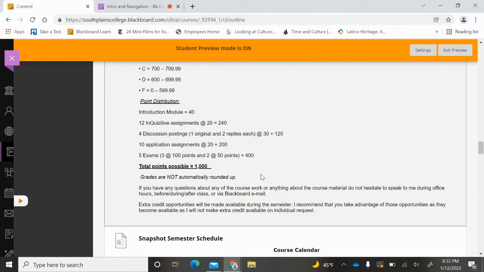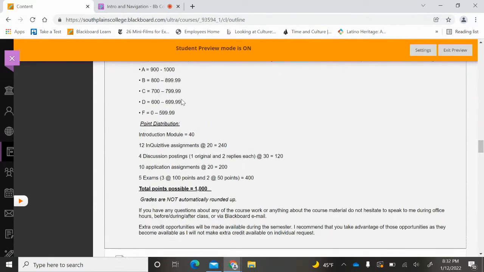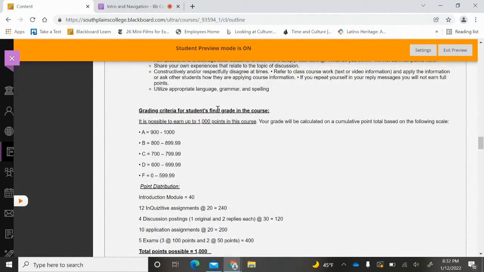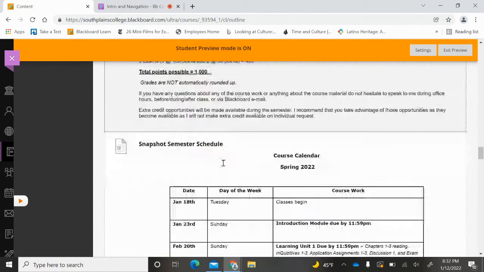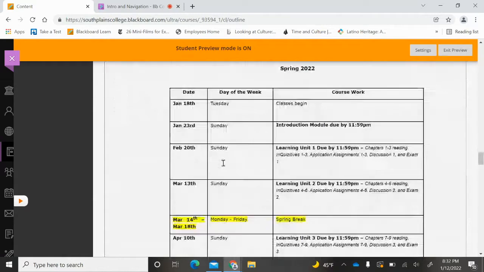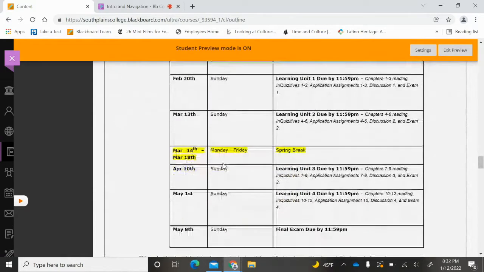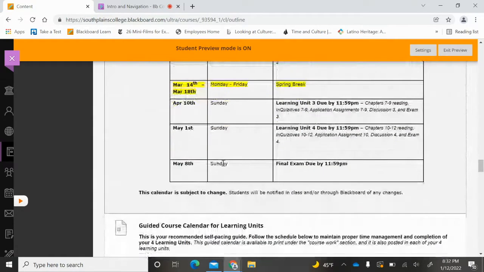Please understand that grades do not round up. So if you make an 899.99, you have still only made a B. That is because people that earn a 900 have made an A. This is how a point system works. It's a little bit different than a percentage, okay, or a weighted grade. Look over that. This is kind of your snapshot, okay? This is what your semester looks like, things that are important.